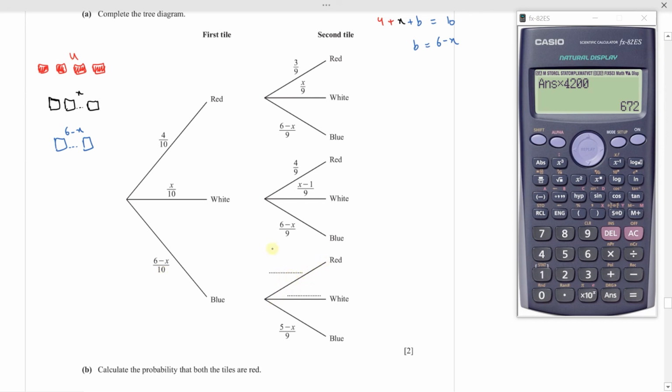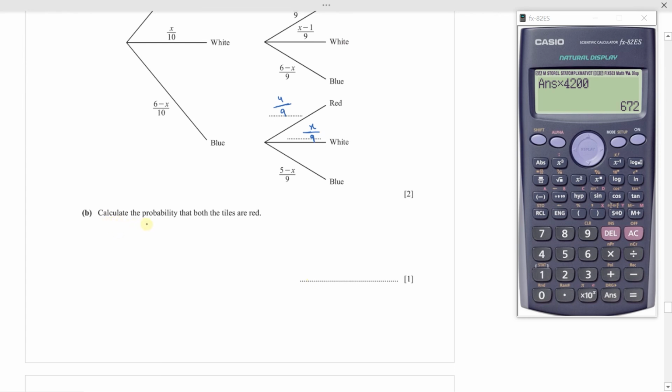And then when you're picking the second one, you have 9 tiles remaining. And how many red ones do you have? You have a total of 4 red. Since the first one you picked was blue, you still have 4 red tiles in the bag. And then what's the probability that you pick the second one white, given that you picked the first one blue? Again, you will have 9 remaining. And how many total white tiles do you have? You have x. Since the first one you picked was blue, you still have x white tiles left in the bag. So the probability that the second tile you pick is white is x over 9.